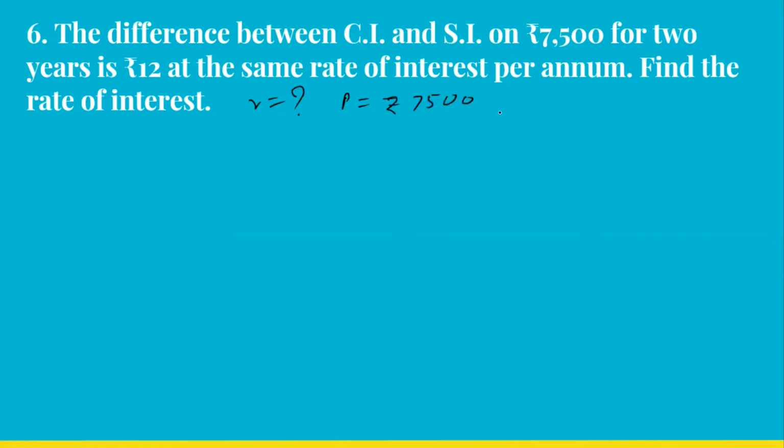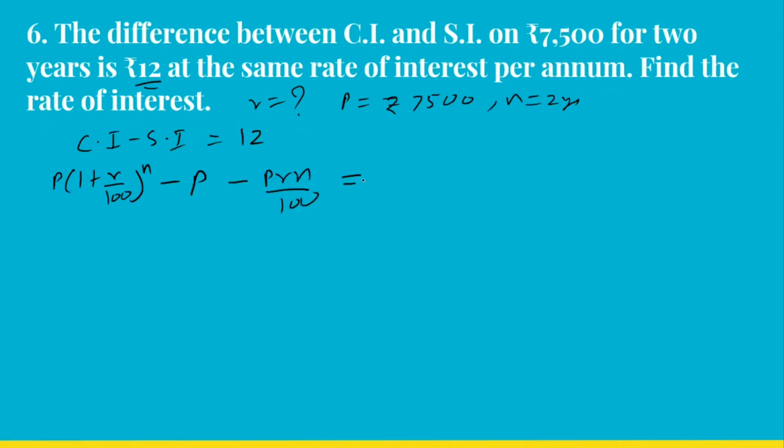The period here is 2 years, n = 2 years. And you are given the difference between the compound interest and simple interest. You have compound interest minus simple interest equal to 12, rupees 12, which is given to us. So we have the formula P(1 + R/100)^n - P, which is the compound interest, minus simple interest, which is PRN/100, equal to 12.